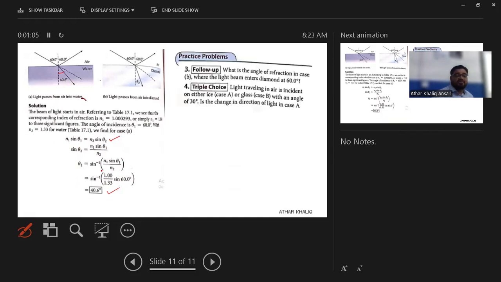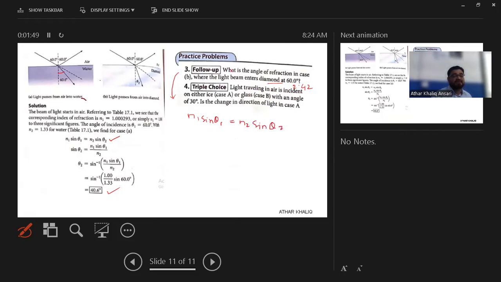For example, if I move to this one, they are asking what is the angle of refraction where the light beam enters diamond at 60 degrees. The same question, now they are using diamond. So for diamond, n2 is 2.42. Yes, please. 1.33 is for the water. Yes, it's given. Okay, now in this part B, I will write here n1 sine theta 1 is equal to n2 sine theta 2.